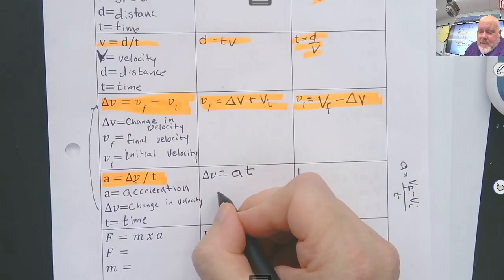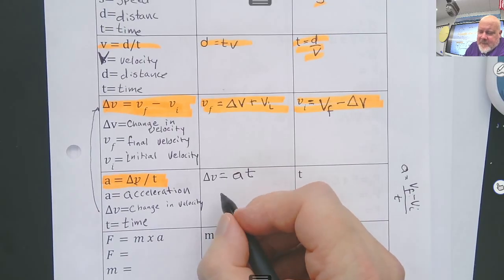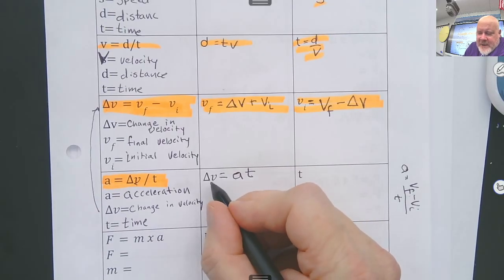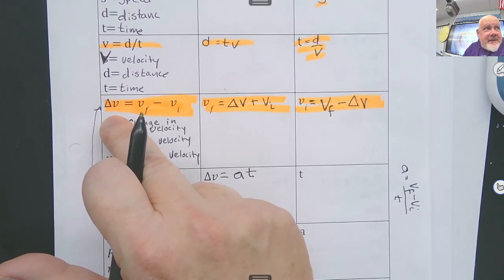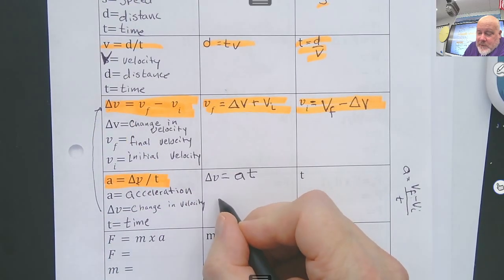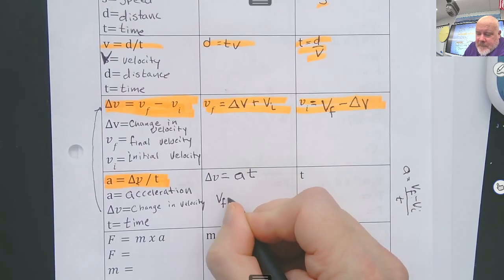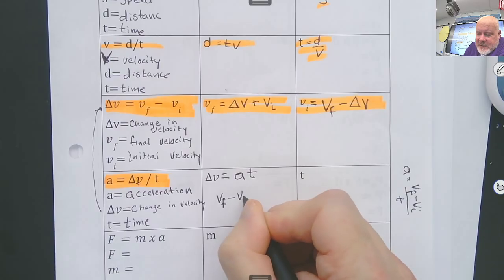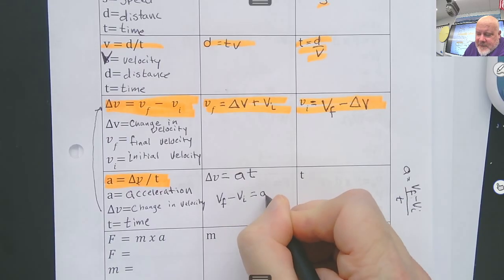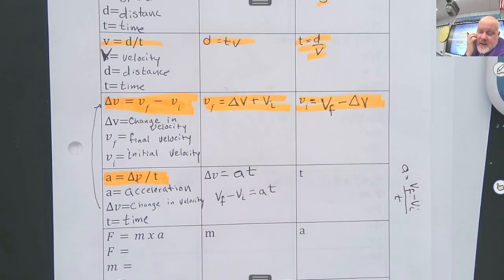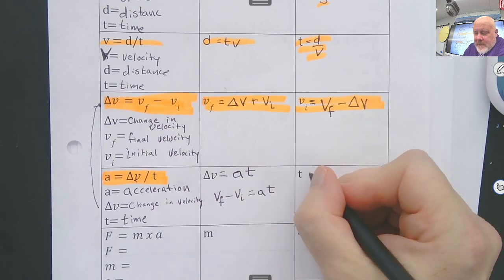And we could also write this again. I have a little bit of room down here this time, so we can write this out. Change in velocity, remember, this is your change in velocity right here. So this is saying the same thing as velocity final minus velocity initial equals acceleration times time. Right? Well, what if I want to solve for time?